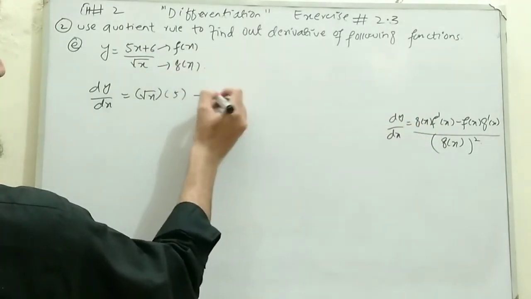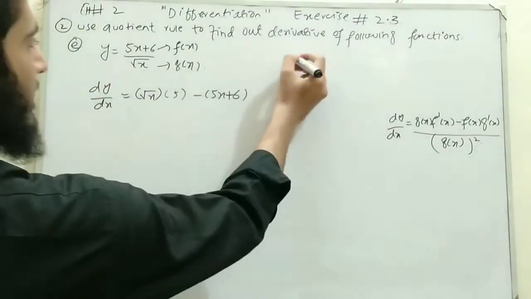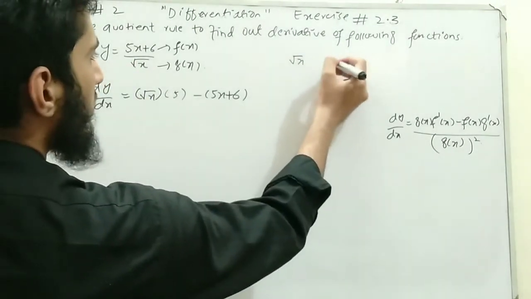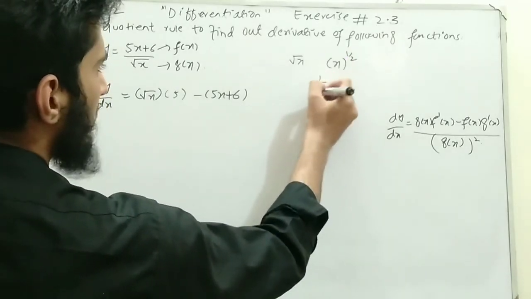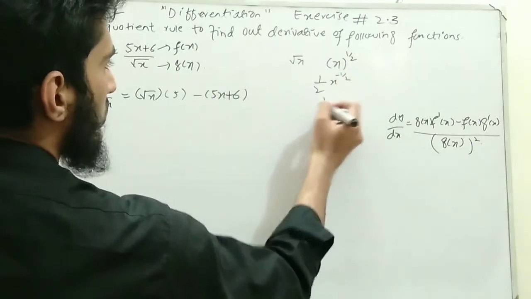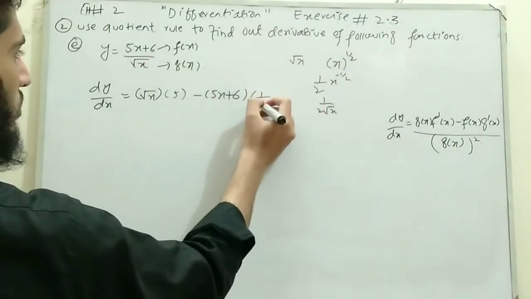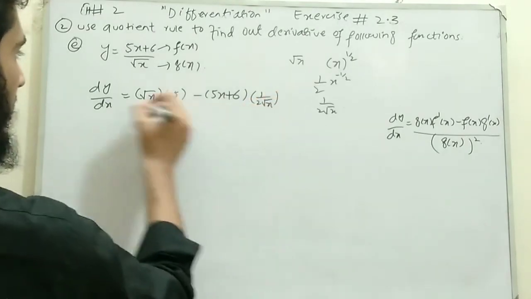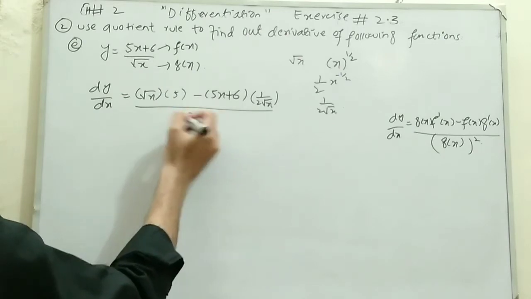And minus f of x, which is 5x plus 6, times the derivative of g of x. The g of x is root x, so you know that it can be written as x power 1 over 2. Using the generalized power rule, it becomes 1 over 2 x power, subtract 1 from the power, it becomes minus 1 over 2, so the derivative will be 1 over 2 root of x. So multiplying 1 over 2 root x over here, and divided by g of x whole square, so (under root of x) whole square.